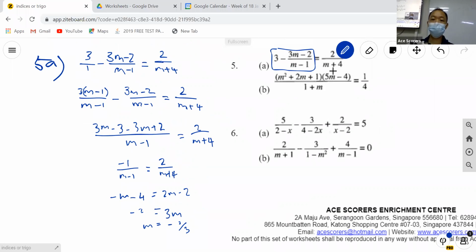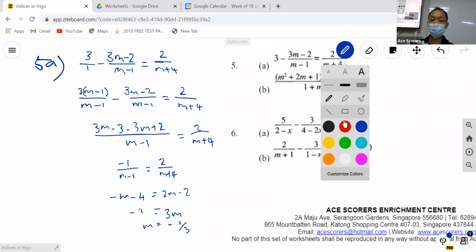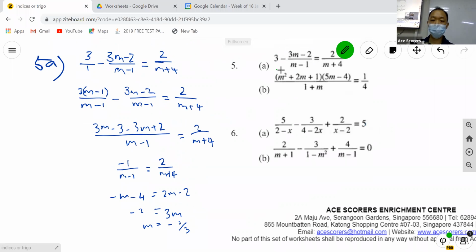So how about here? The trick is to factorize first. I'll give you the clue. The clue is you have to factorize this one first, then cross multiply. I think there's something you need to cancel. Then you cross multiply.